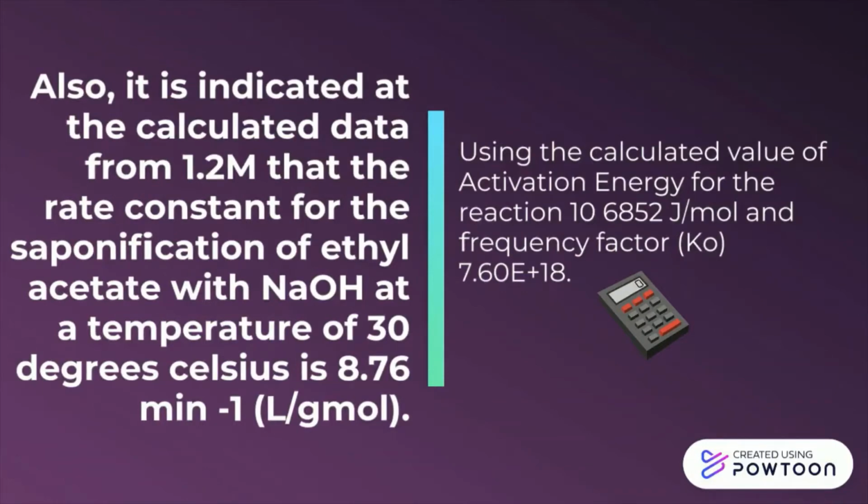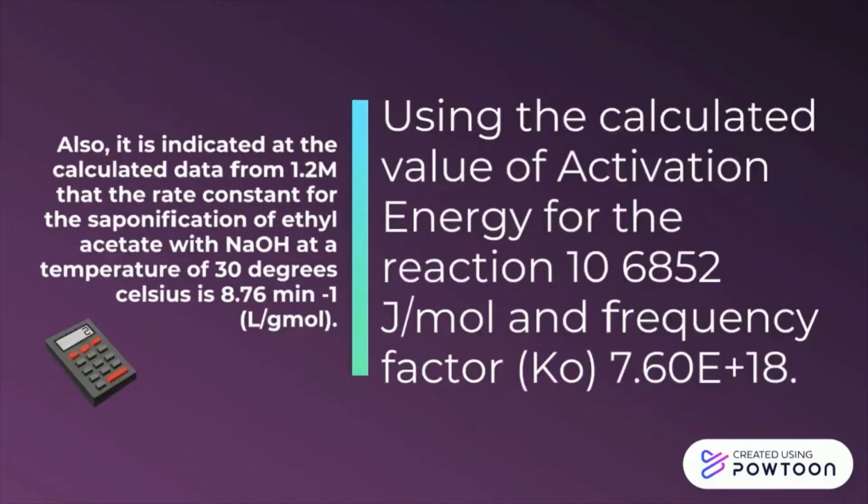Also, it is indicated in the calculated data from 1.2 M that the rate constant for the saponification of ethyl acetate with NaOH at a temperature of 30 degrees Celsius is 8.76. Using the calculated value of activation energy for the reaction, 106,852 J per mole, and frequency factor Ko, 7.60 times 10 raised to 18.